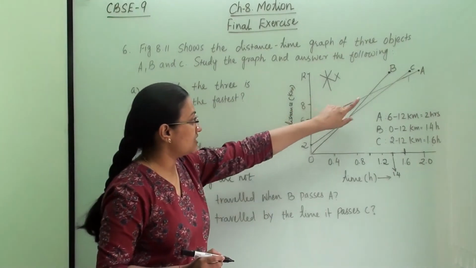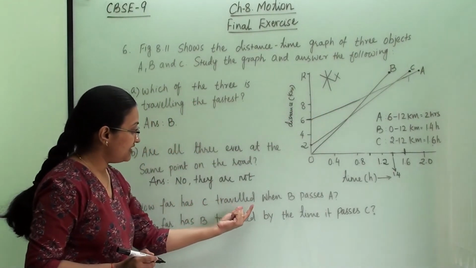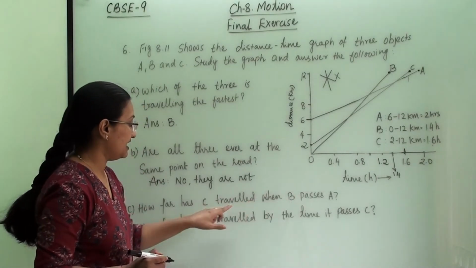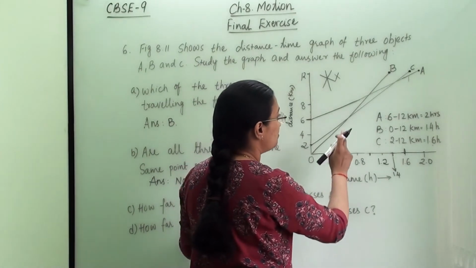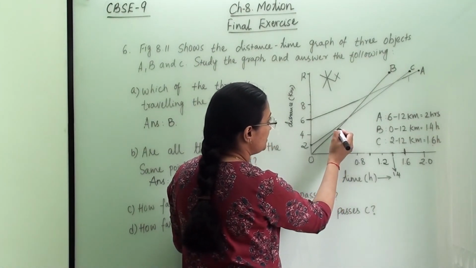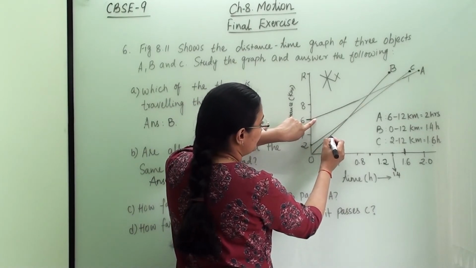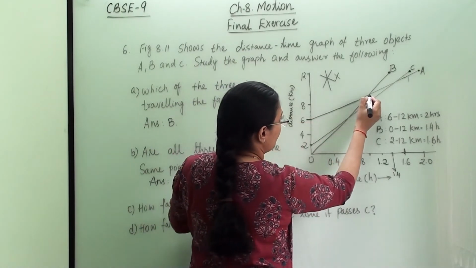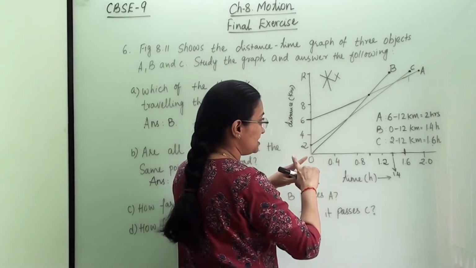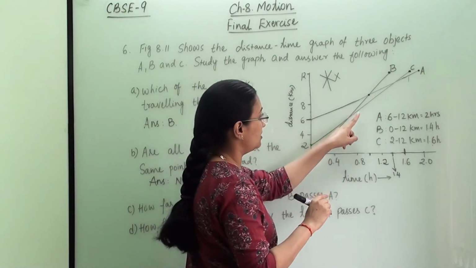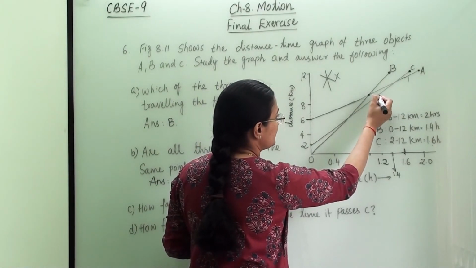Two objects are crossing. How far has C travelled when B passes A? That means when B is crossing A. This is B and this is A. This line is for B and this line is for A. So they are passing here. When they are crossing each other, where will C be? So the C line is somewhere here.